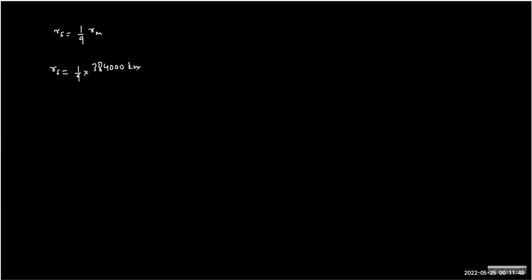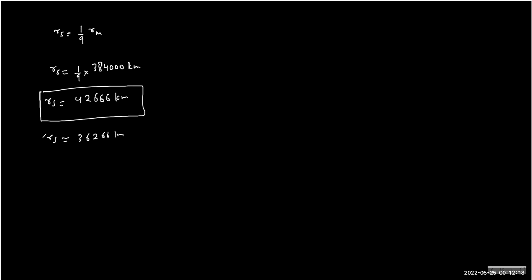Let's see how much this gives. 3,84,000 divided by 9. It gives 42,666 kilometers. And if you subtract the Earth radius, it will give you roughly 36,000 kilometers, the height of the satellite. So this answer is confirming that Kepler's law is quite true, right?